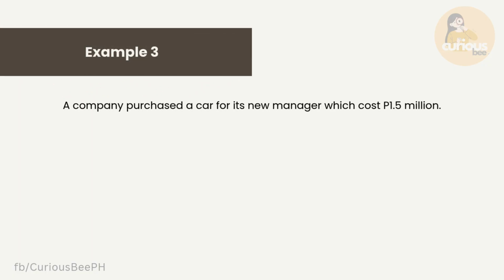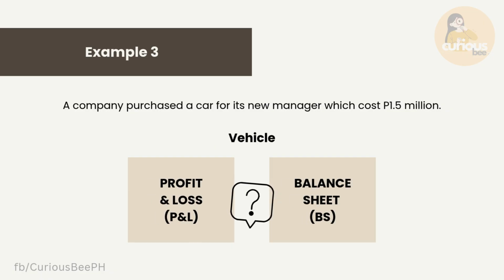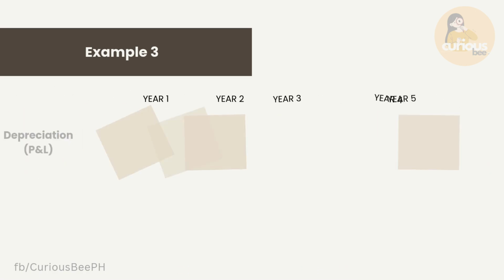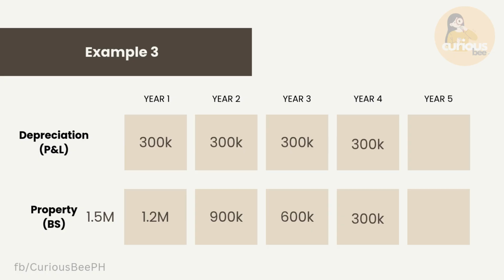A company purchased a car for its new manager, which cost 1.5 million pesos. Should this go to P&L or the balance sheet? A car is capitalizable because it has a lifespan beyond 1 year, and the amount is material. Initially, this would go to the balance sheet as property, but this will be depreciated over its useful life, and the amount of depreciation will go to P&L.